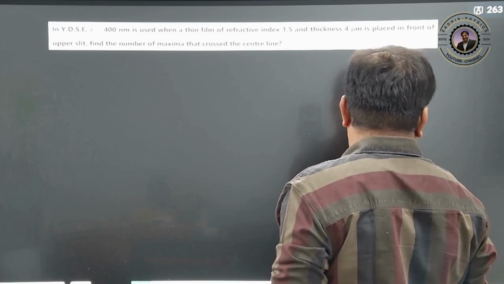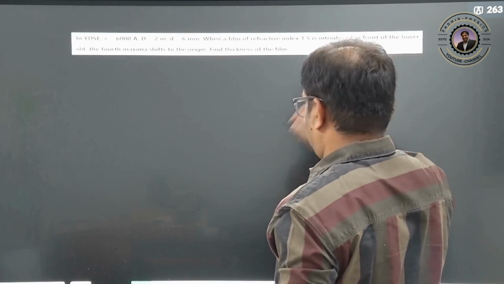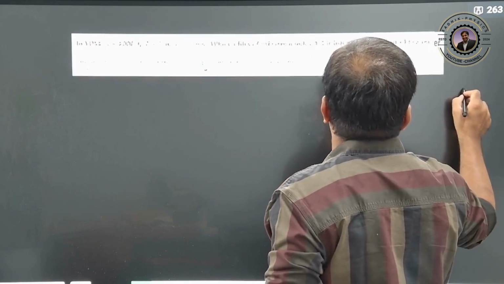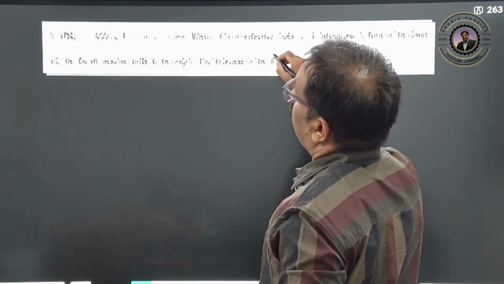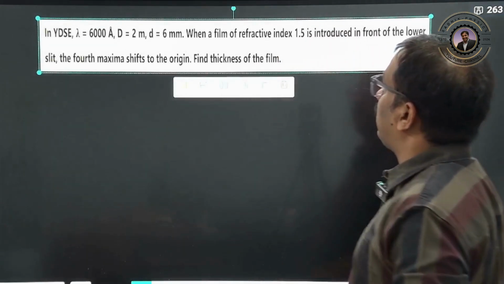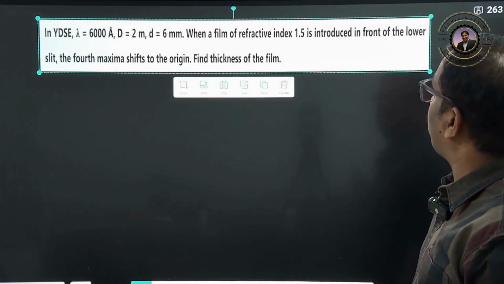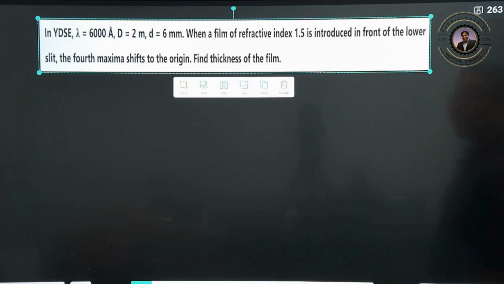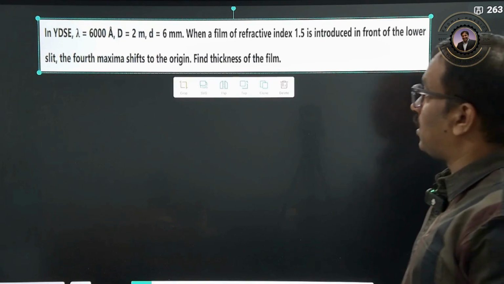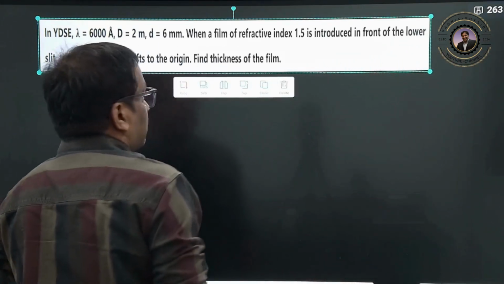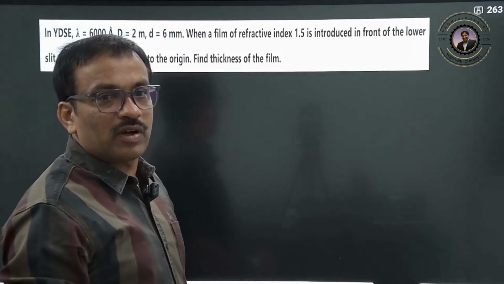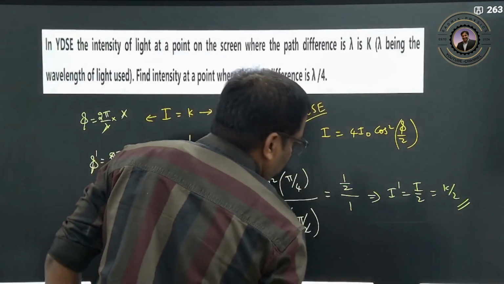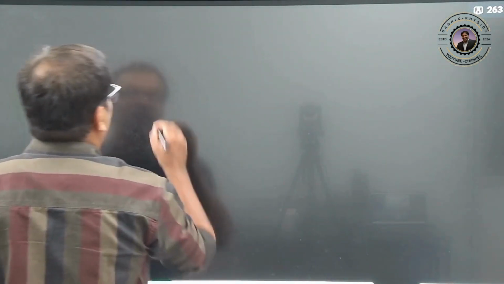Okay, therefore here the concept we are getting now: a film of refractive index 1.5 is introduced in front of the lower slit. The fourth maxima shifts to the origin. Find the thickness of the plate. For this type of concept, some information is required. See here, one concept, this is very important.